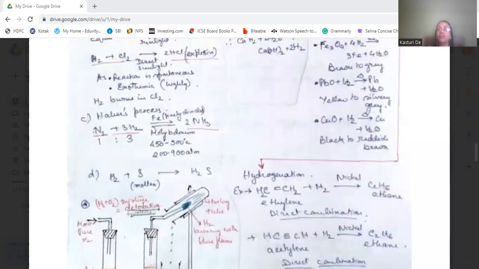Next, hydrogen combines with sulfur. That is, molten sulfur is required to combine with hydrogen, and what is formed? Hydrogen sulfide gas is formed. It smells of what? The smell of rotten eggs, which indicates that it's hydrogen sulfide.